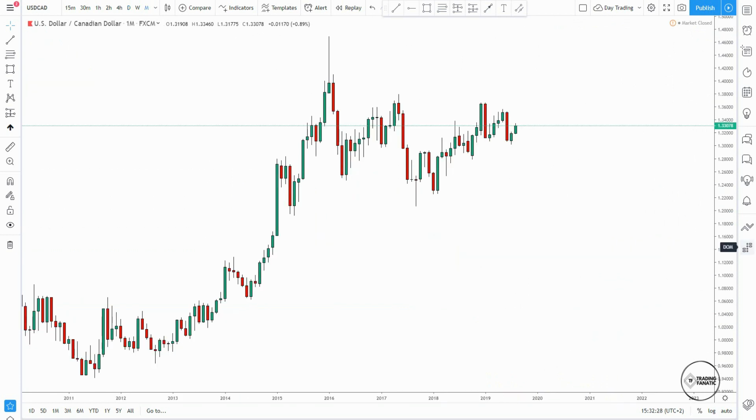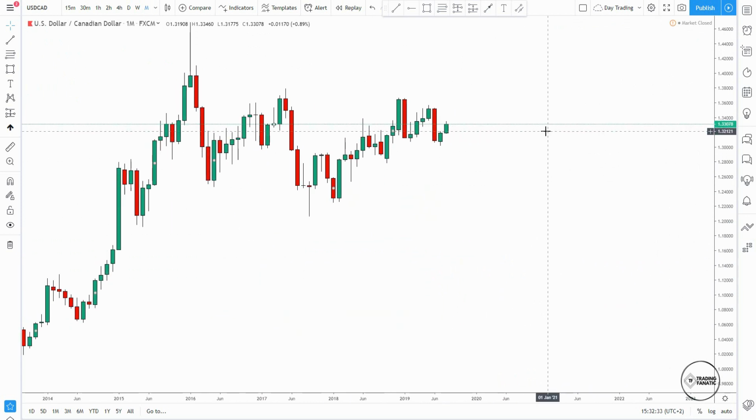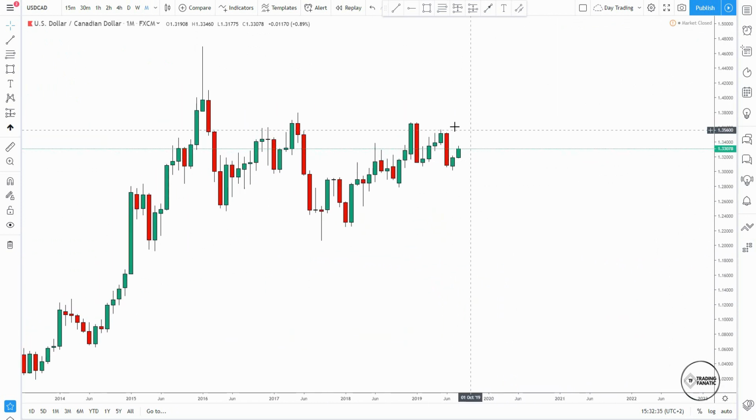USD CAD is our next pair. This one has been very tough. I'm sure you know this as well. So here in the monthly time frame, we had this push down, pull back, another push down. So a lot of people went short here, I believe. And right now we're having this kind of pullback here.